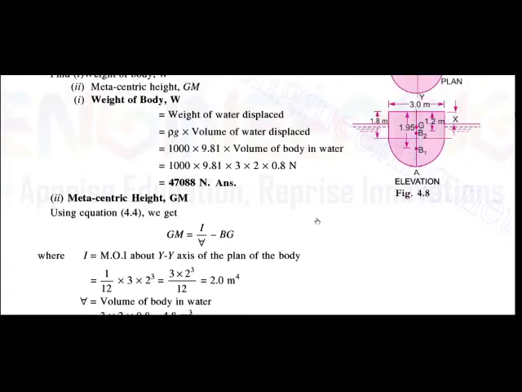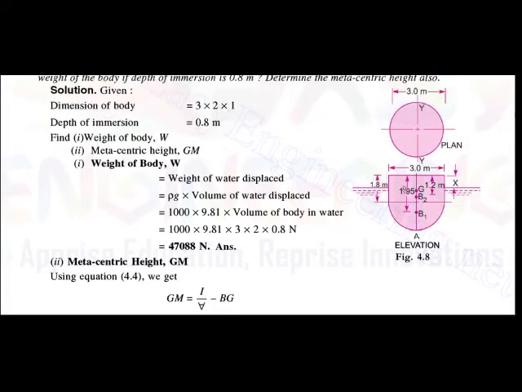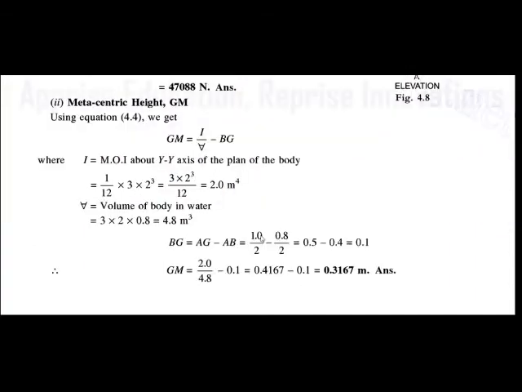Okay, so they have given the body is 1 meter deep. So the center of gravity G will be acting at the half of this. So 1 by 2, and the center of buoyancy is acting at the distance of half of the height h, h by 2. The height is 0.8, so it is 0.8 by 2. The distance between these two is nothing but the BG, which is equal to 0.1.